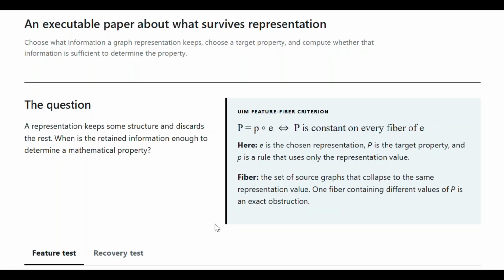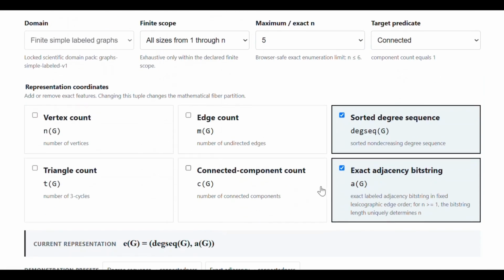In plain language, a fiber is just a group of different objects that the representation treats as identical. So, if two objects look identical to the representation, but the property gives them different answers, the representation has lost information that matters. Let's test a concrete example using finite graphs.